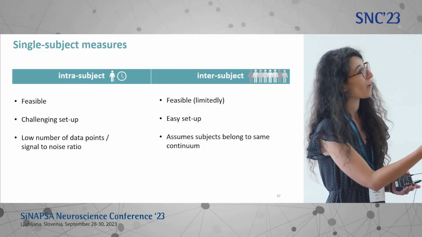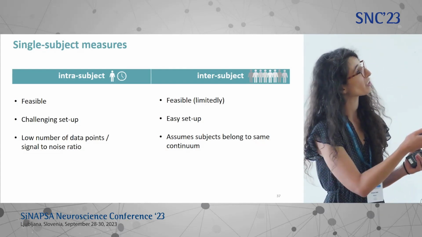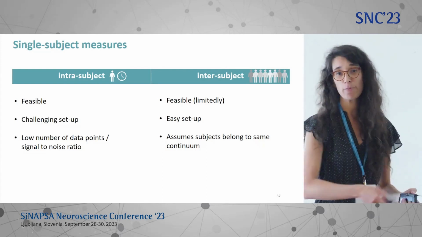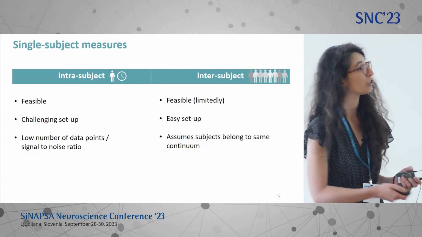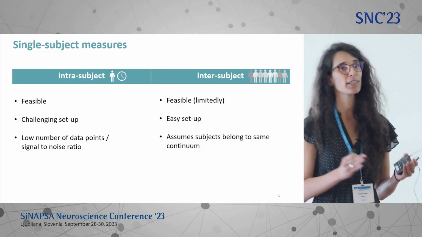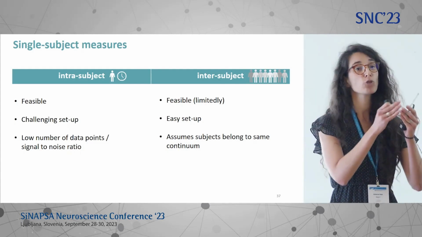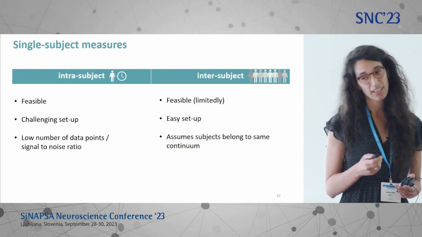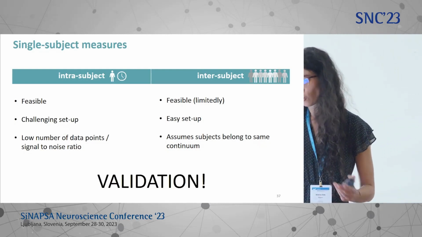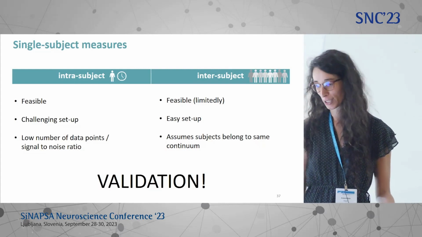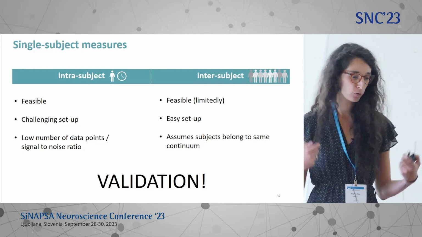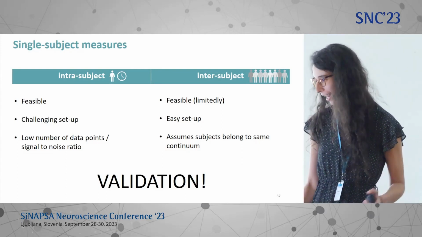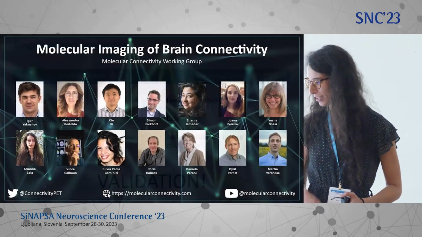At the intersubject level, can we go to a single subject? It is feasible, at least for some methods that I showed. It's an easy setup. It's just a standard clinical static acquisition, but we need to be sure that our subjects belong to the continuum, to the population we are measuring. If we have a very heterogeneous population of patients, maybe it's a bit trickier to do this. So finally, there is a lot to do. As Igor said, we need to validate, we need to study, we need to learn about the impact of the methods on our results. So, well, it's a new field of research.